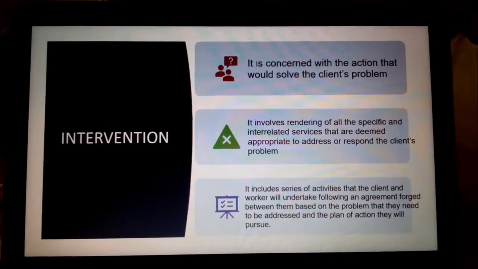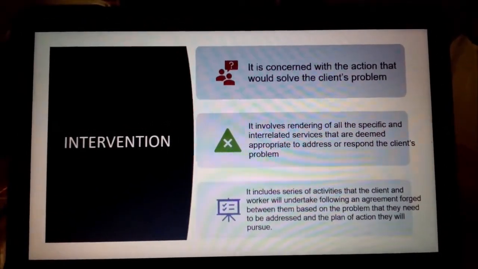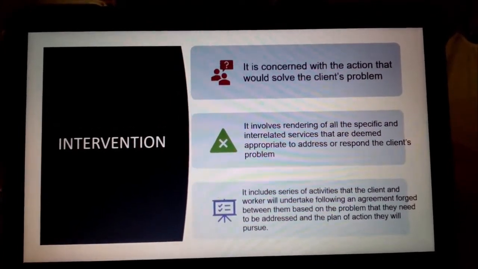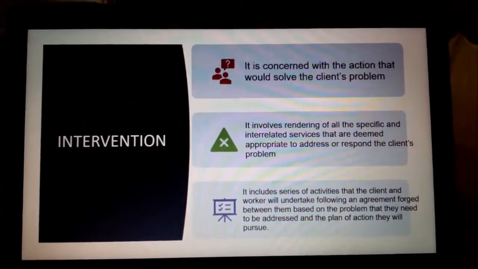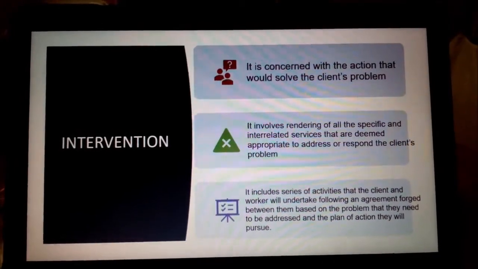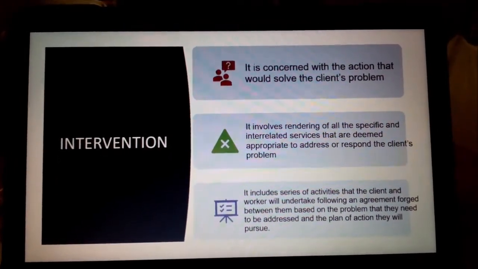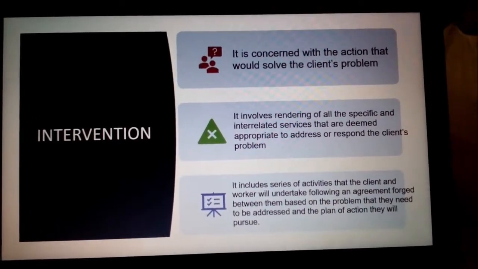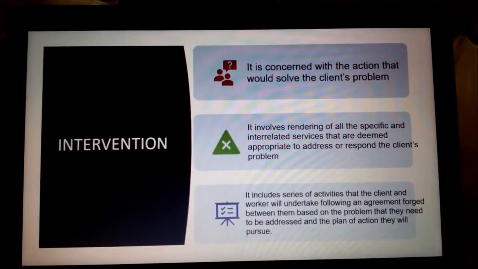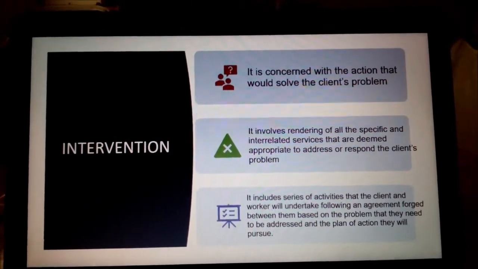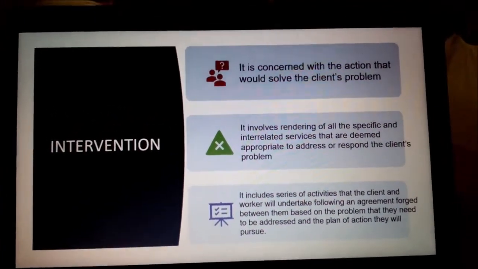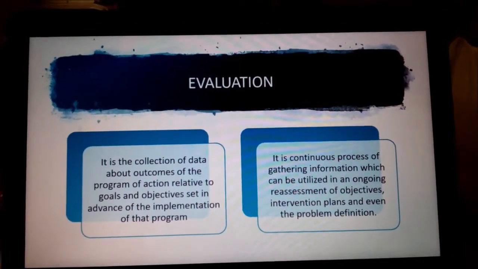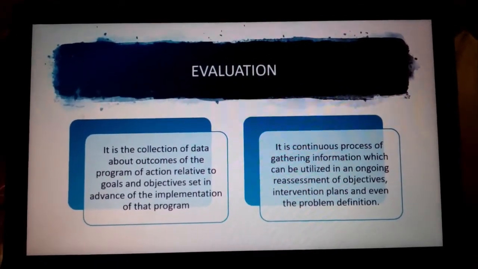Next one, intervention. It is the actual interaction between the client and the social worker. So in intervention, it is about actions. It's about providing all the specific services that are appropriate to the needs of the client's problem. So it's a series of activities, such as donations or agreements between the social workers and the clients in a community. That's intervention. And then the fourth process involved in social work is known as evaluation.